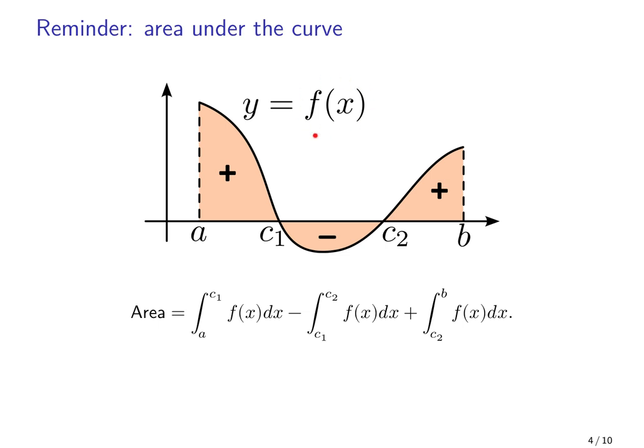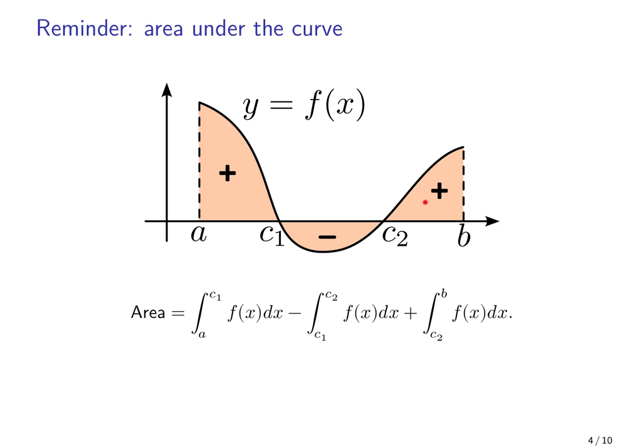So if your function f of x, if the graph is above the x-axis, then the area between the graph and the x-axis is going to be the integral of f from, in this case, a to c1. If the graph is below the x-axis, so you see that here from c1 to c2, then the integral is going to be minus the area underneath the curve. So if you want this area plus that area, then you're going to have to compute integral minus integral, where this minus sign is to compensate for the fact that your integral is negative.